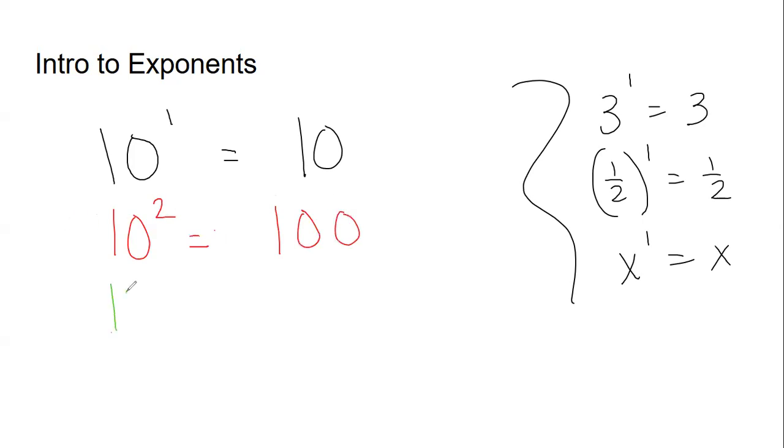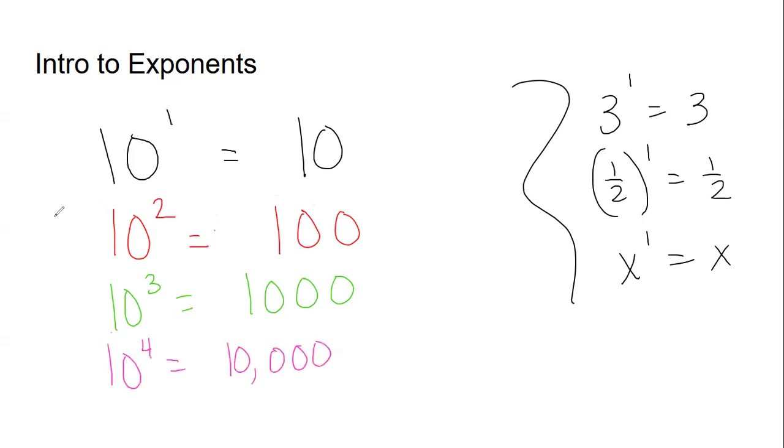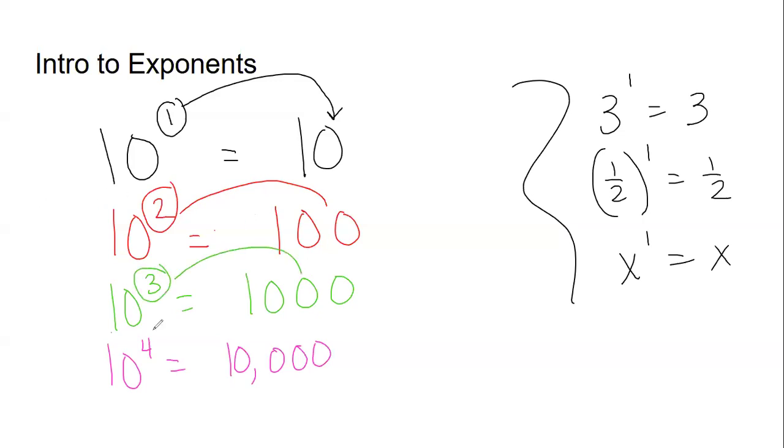10 cubed, that's 10 times 10 times 10, that's 1,000. You're probably picking up on the trick by now. 10 to the fourth, 10,000. However many your exponent is, that's how many zeros. That had 1 zero. 10 squared, 2 zeros. 10 cubed, 3 zeros. 10 to the fourth, 4 zeros. So that's just a trick there that you can do with tens.